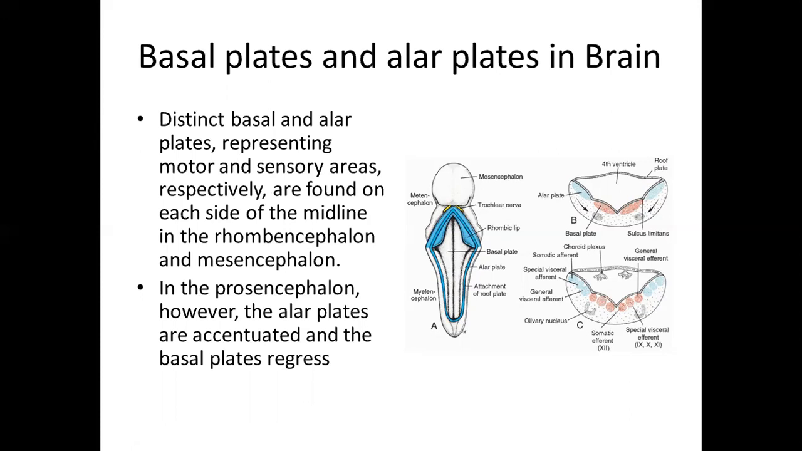So in the brain, there are distinct basal and alar plates representing the motor and the sensory areas respectively. And they are found on each side of the midline in the rhombencephalon as well as in the mesencephalon. So these basal plates and alar plates form the efferent and afferent columns respectively, and the same will be present throughout the brain stem.